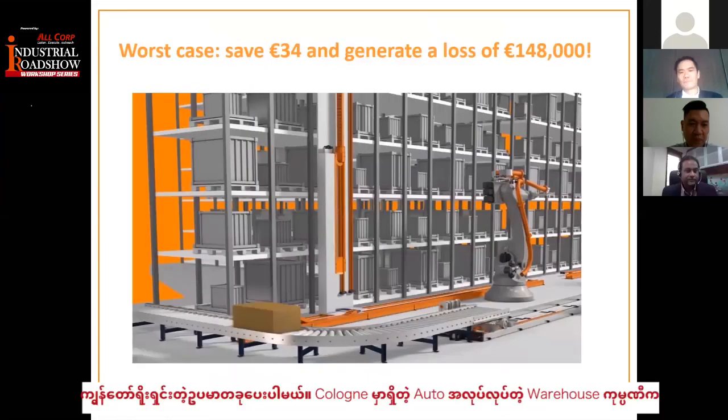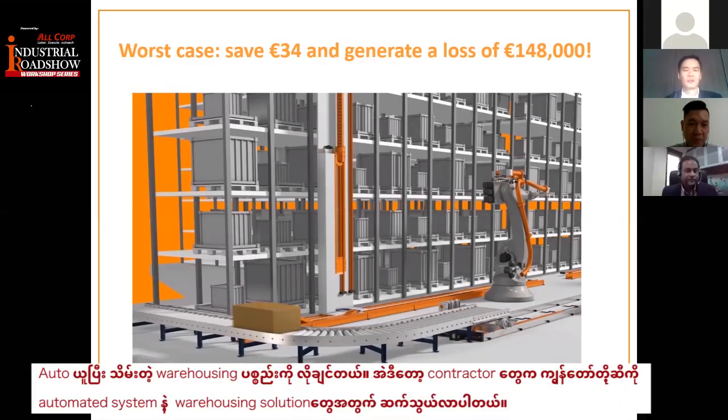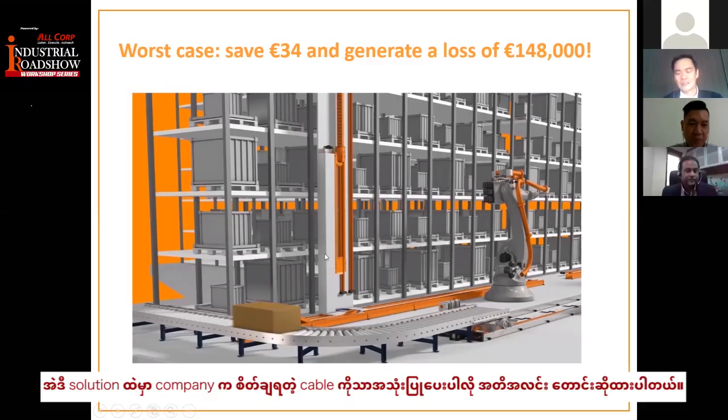And from us, I'd like to give you a very simple example. There's an automation warehouse based in Cologne, and they were looking for some automation devices to store the warehousing. Contractors were called in to give them a fully automated warehousing solution. In that solution, the company specifically insisted on using a reliable cable for their application.